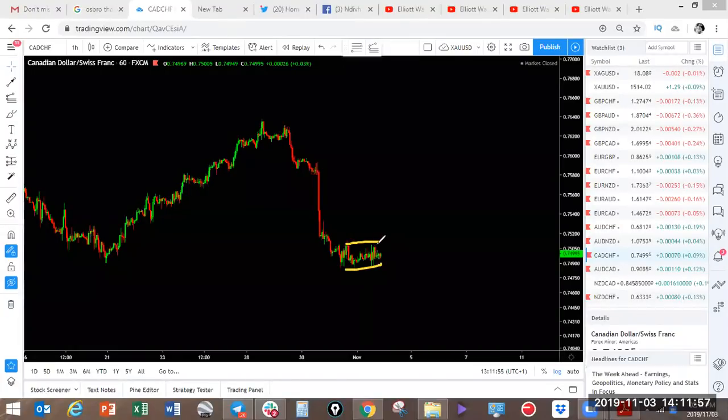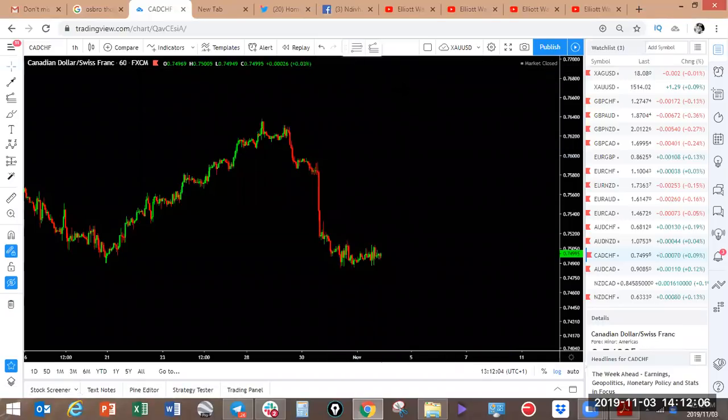Now you're getting a corrective structure, and you should continue lower. All right, so expect continuation to the downside. That is CADJPY. Let's run through the rest.